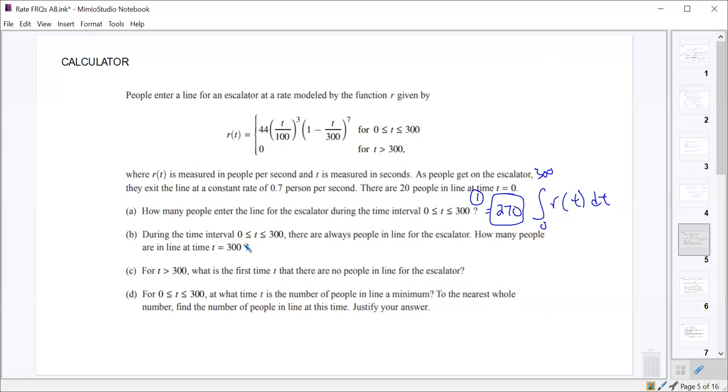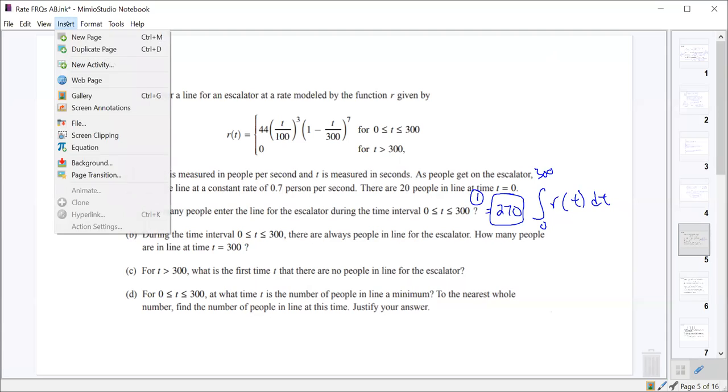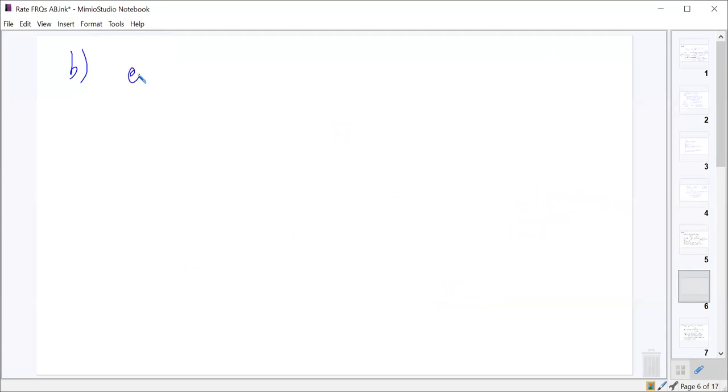Okay. So in order to figure out how many people are in the line at t equals 300, we need to figure out how many people entered the line, right? So first off, we'll write this on a second page here. The number that enter should be how many? We just figured that out. Should be 270. And then there were already 20. Is that right?